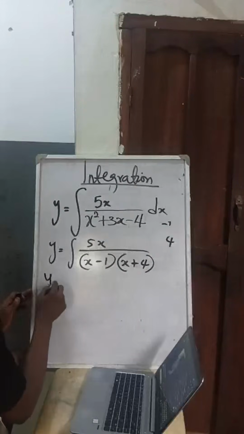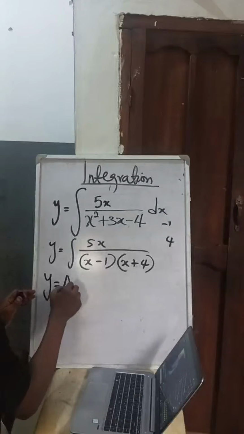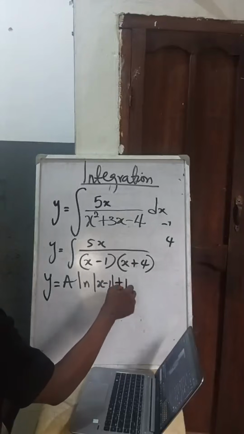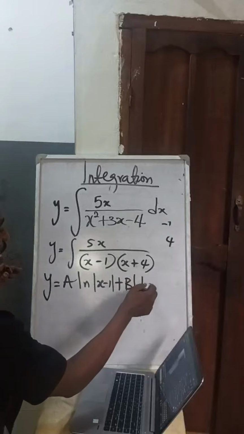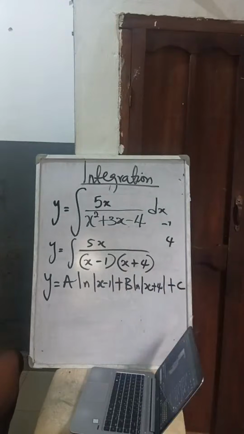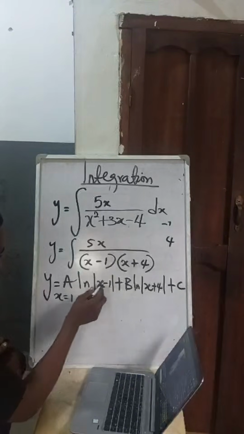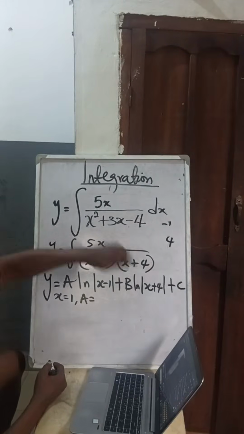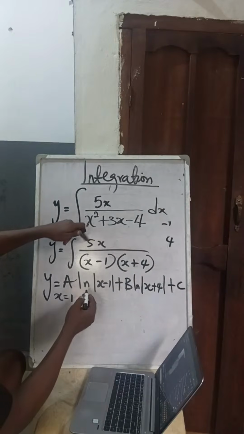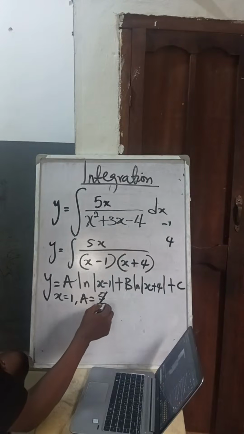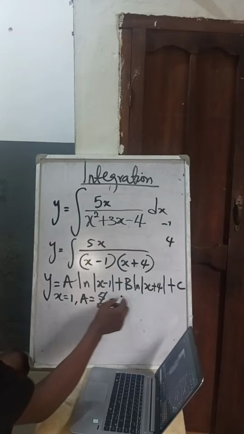So therefore, y, applying the shortcut, is A ln(x - 1) plus B ln(x + 4) plus c. I know you love it. Now, for A, we say x equal to 1 because x minus 1 is for A. We are looking for A. So carry this one, put it around there except x minus 1 and say 5 times 1, 5, over 1 plus 4, 5. This cancels this, you get 5. A is equal to 1.